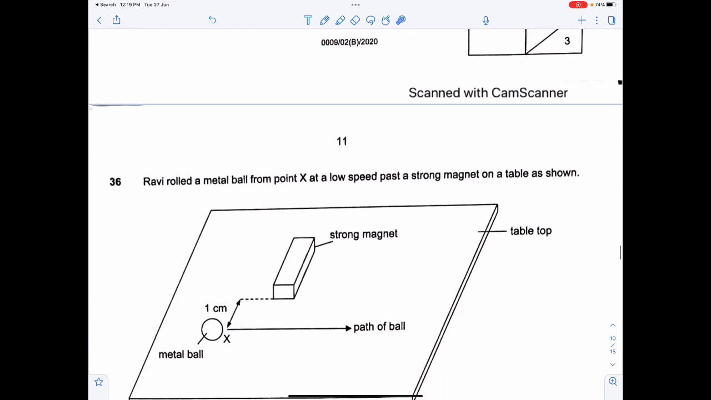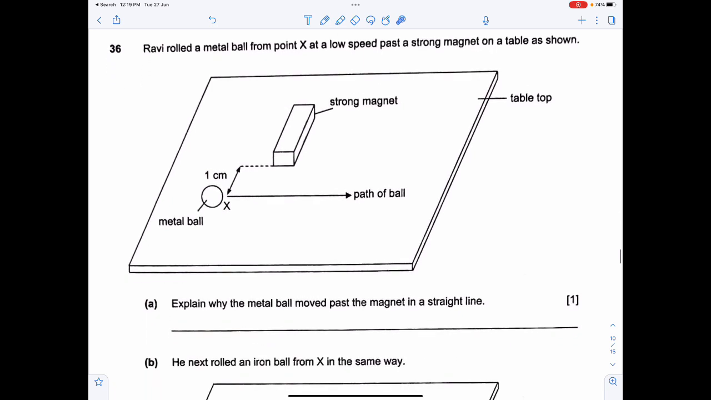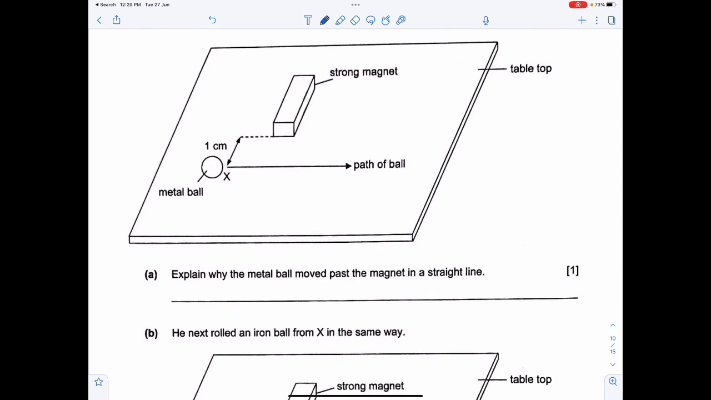Rami rolled a metal ball from point X at low speed past a strong magnet as shown. Explain why the metal ball moved past the magnet. The fact that it moved past the magnet must be because it is a non-magnetic material, not because it's an insulator of electricity. Don't laugh. That's what some of you put. So the metal is non-magnetic.